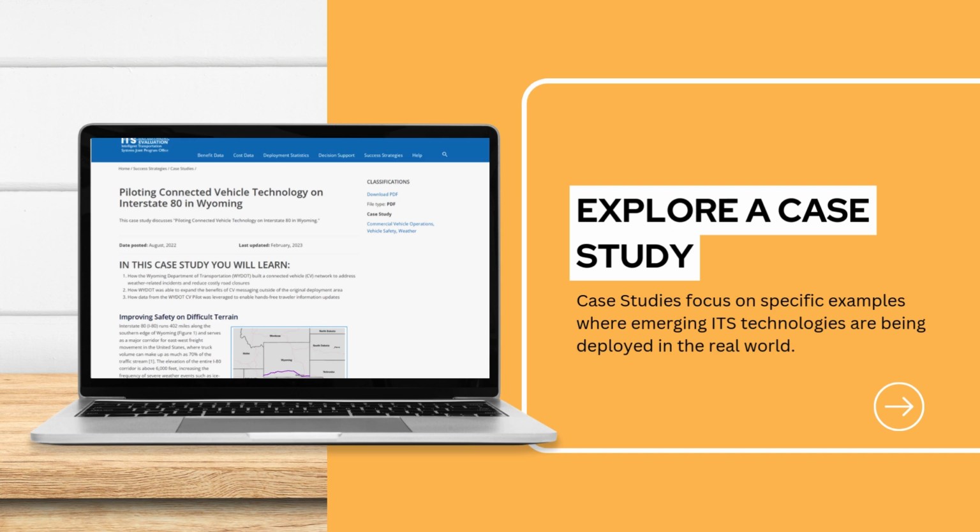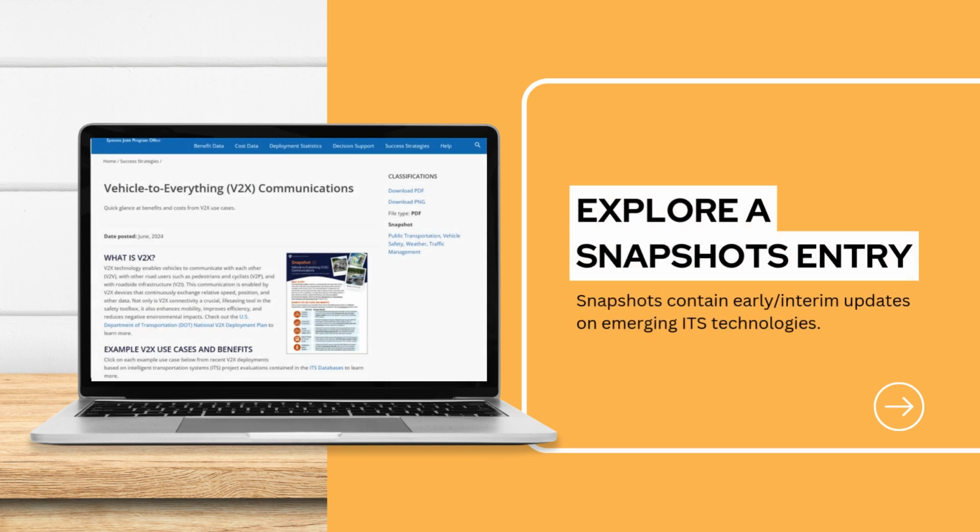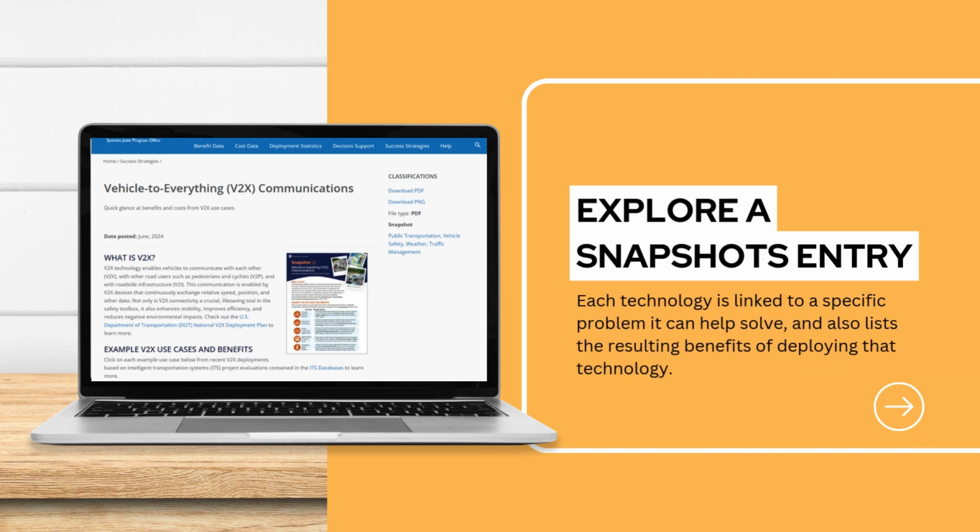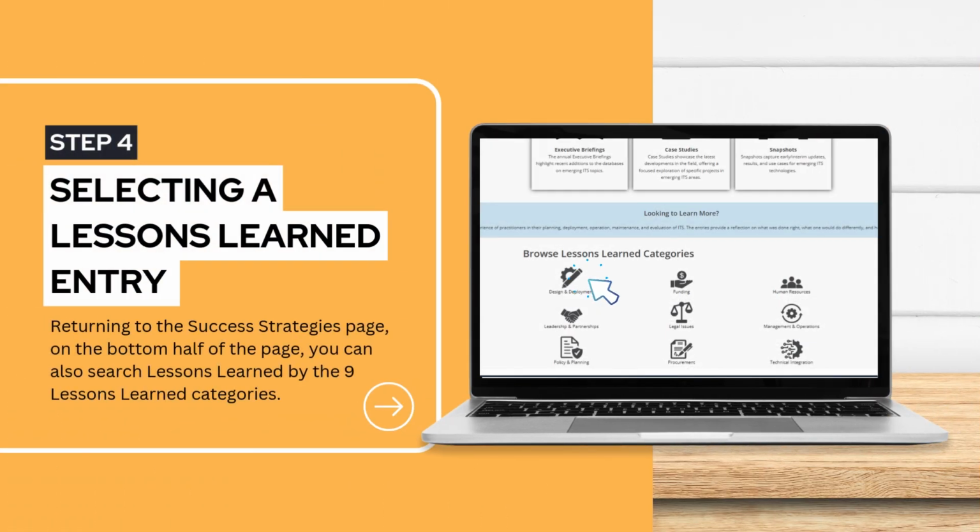Case studies focus on specific examples where emerging ITS technologies are being deployed in the real world. Each case study includes the challenge ITS is helping solve, deployment results, lessons learned, and costs where available. Snapshots contain early or interim updates on emerging ITS technologies. These snapshots highlight specific technologies in a topic area, such as Vehicle-to-Everything Technologies, or V2X. Each technology is linked to a specific problem it can help solve, and also lists the resulting benefits of deploying that technology.